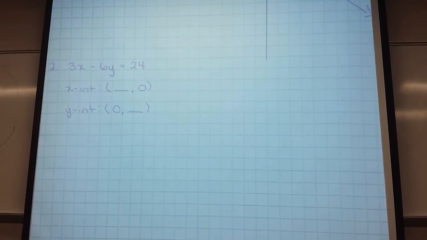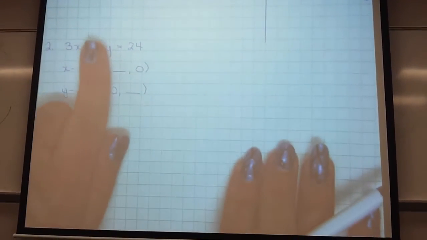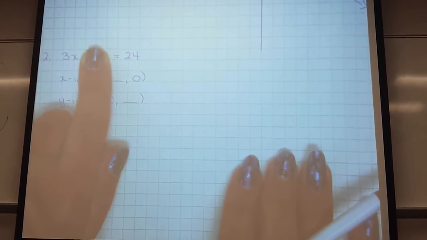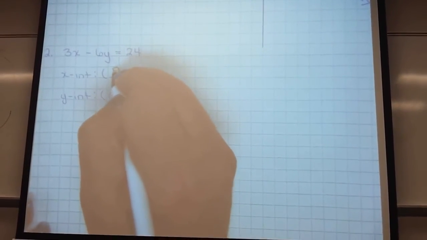So if I take my x-intercept, I could care less what this y value is, just cover it up. 3 times what gives you 24? 8. So that's your missing value.